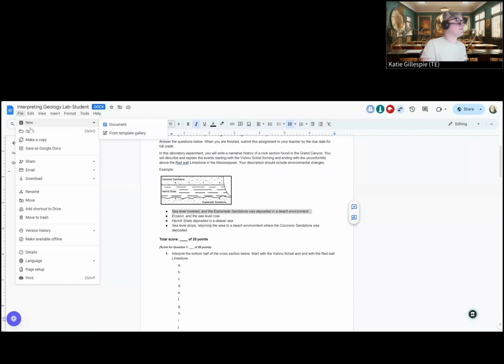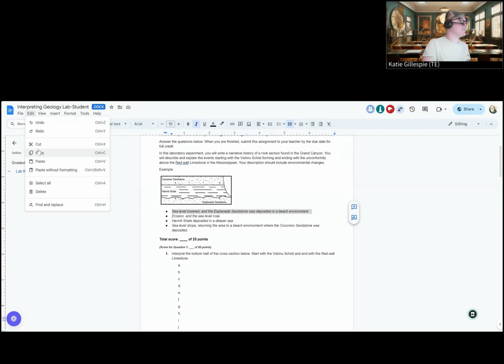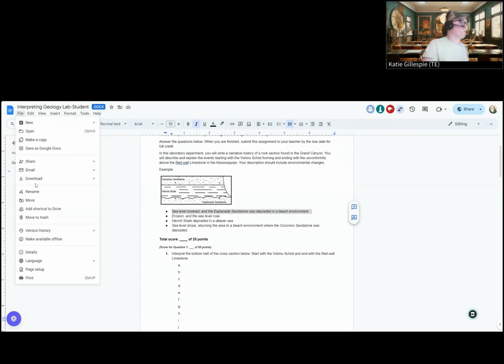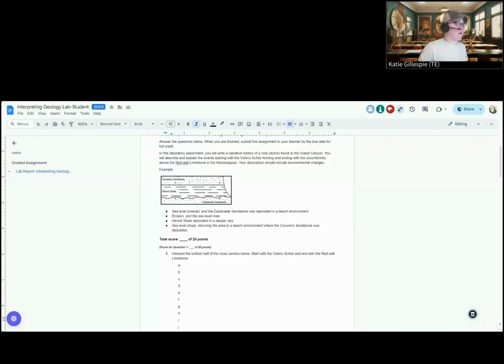If you click File, make a copy, that's fine. You could click Save as a Google Doc and go to it other ways, or you could click Download and go to Microsoft Word, and that downloads it directly to your computer. Some people like to keep it on their computer rather than in their Google Drive. So there's multiple ways to get that there, but you do have to be logged into Google. Hopefully everybody's with me.